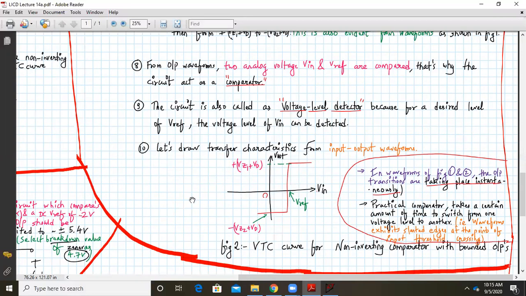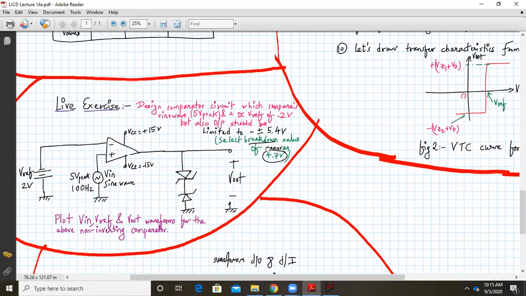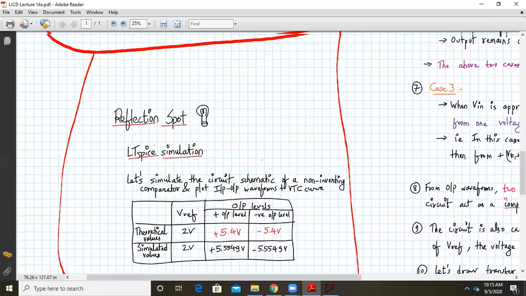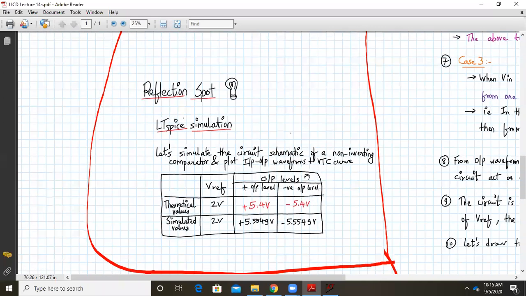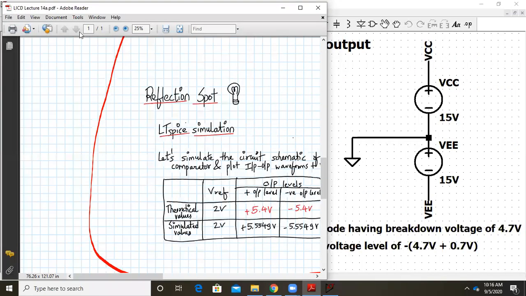So that was it. Now let us go to our reflection spot. We will switch over from the OneNote PDF to the LTSpice simulation and verify these concepts there. Let me just minimize this and bring it over here.